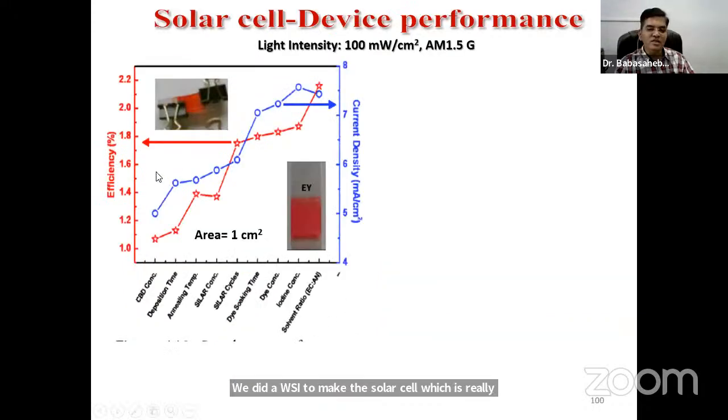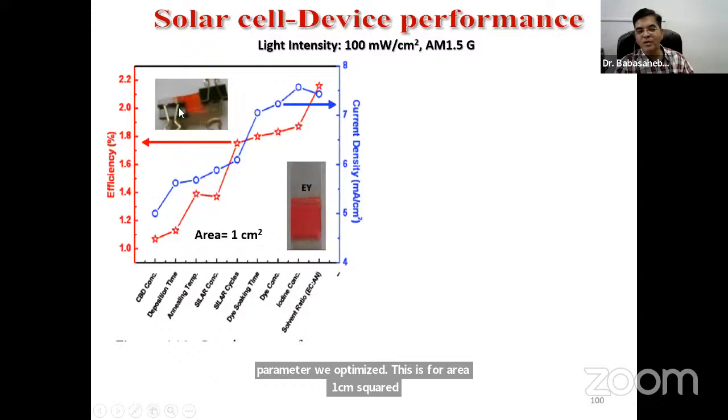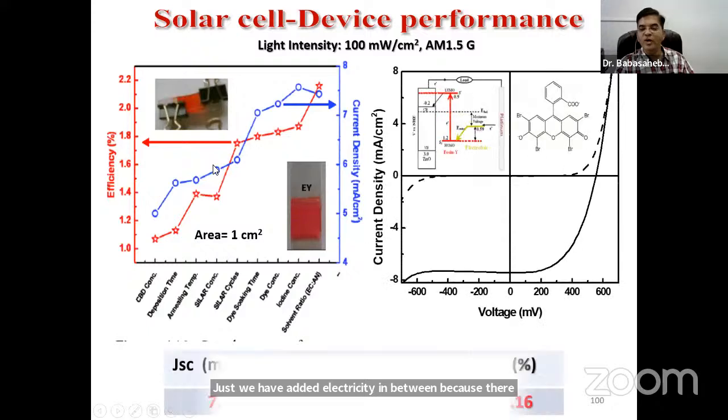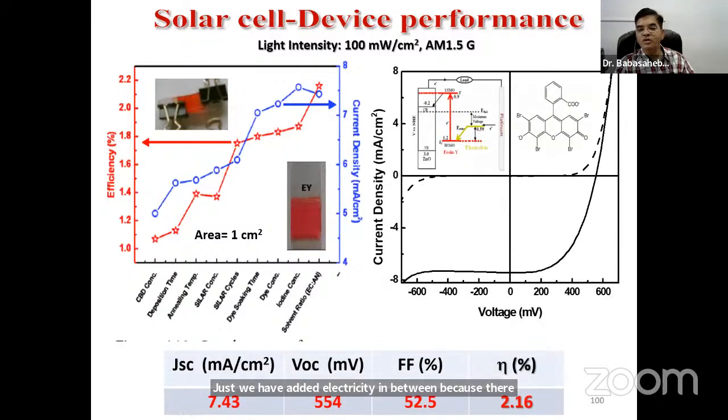So this is the efficiency versus different parameters we have optimized. This is for an area of 1 centimeter square. And here you can see that although we are making the electrolyte layer between this zinc oxide with eosin Y and platinum as a back contact, we have just used crocodile pins. And we have tested this for almost 1 month. We just added electrolyte in between, because there is no perfect sealing, and still it works very well. And we got an efficiency of about 2%.